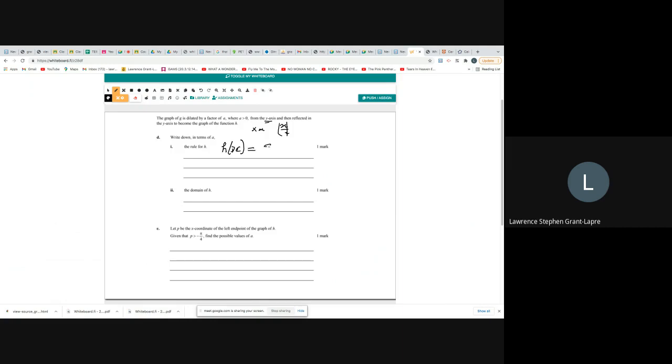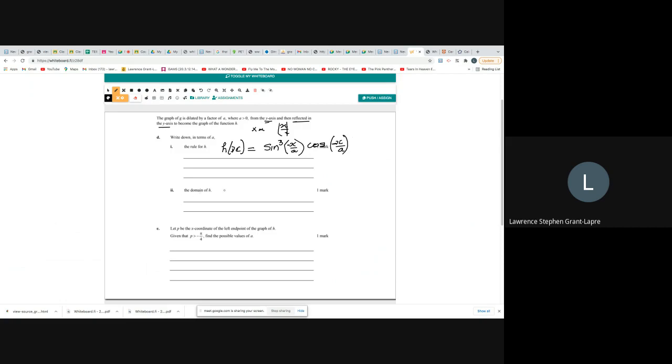we had sine cubed X over A plus X over A, that's your dilation of A from the Y-axis. And then it's reflected in the Y-axis. So that means the X's would become negative. All right, so there's H.